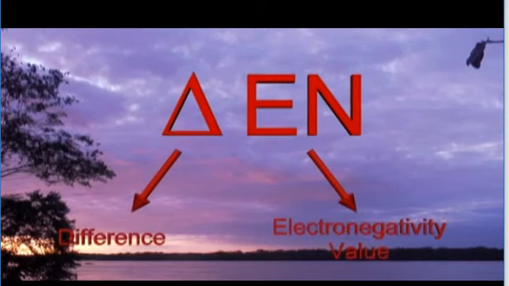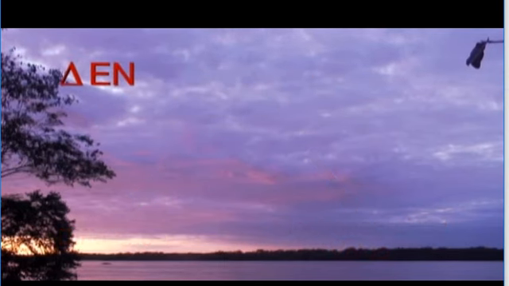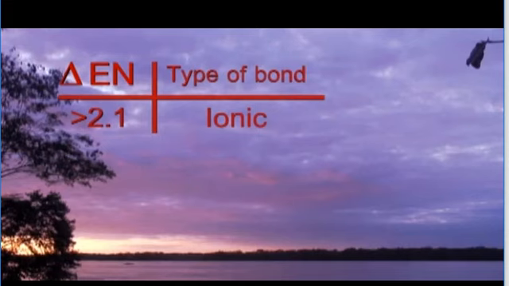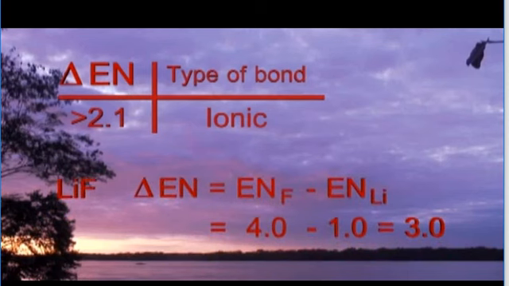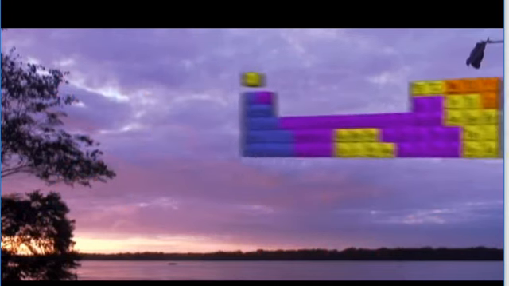Now the question is, if you talk about bond formation, there must be a difference in the electronegativity value, that is delta EN. For an ionic bond, the difference of electronegativity values between the two elements must be greater than 2.1. If I talk about lithium fluoride, you know very well the electronegativity value of fluorine is 4, and lithium is 1. So 4 minus 1 is 3. So 3 is greater than 2.1, and that is why there is the formation of an ionic bond.